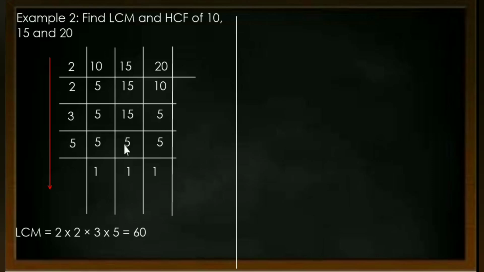Did 5 divide all the numbers here without remainder? Yes, it did. Hence the reason why we are considering this row for HCF. So our HCF is equal to 5 because it was only this divisor that gave us our HCF. Had we had any other one, we would have multiplied them together. So our LCM is 60, our HCF is 5.